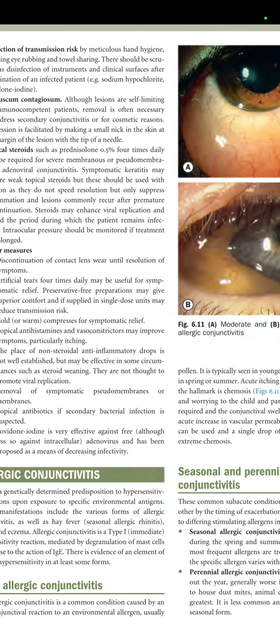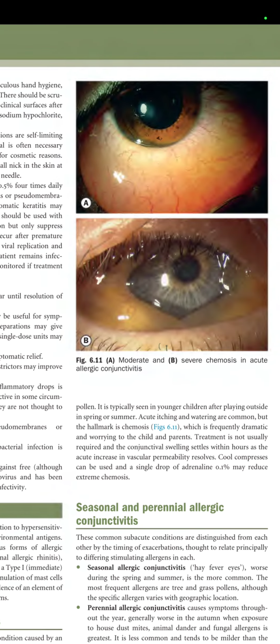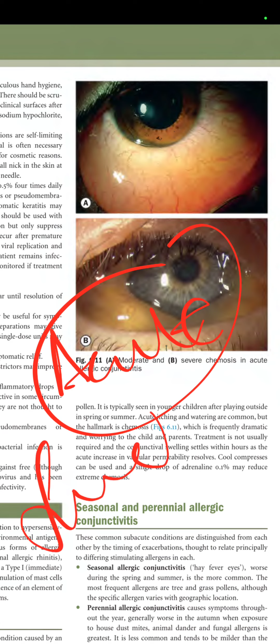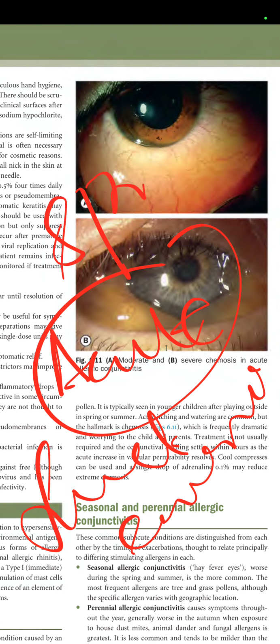So, what is acute allergic conjunctivitis? As the name indicates, acute allergic conjunctivitis presents acutely. The patient presents for the first time, and it is due to some environmental antigen, and basically it occurs in the spring or summer, very important.